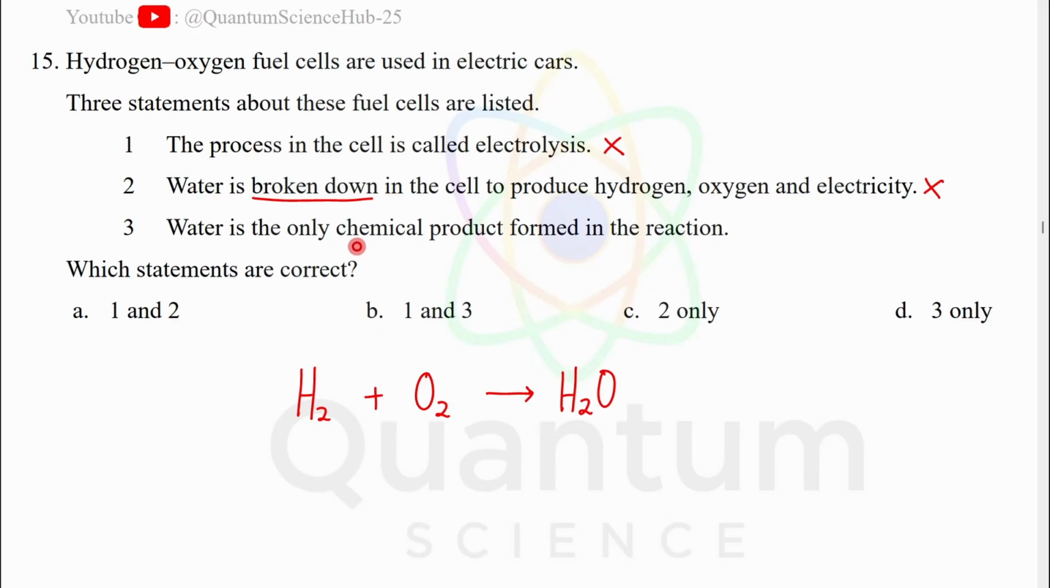Next, water is the only chemical product formed in the reaction. Yes, it is. There is no other product instead of water only. So this statement is correct. So which statements are correct? 3 only. The answer is D.